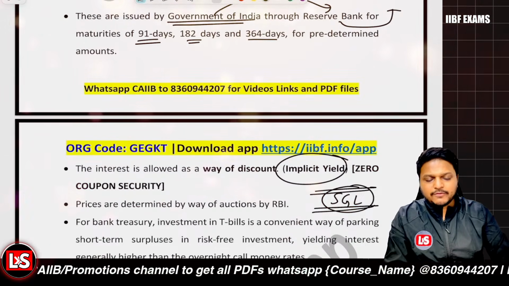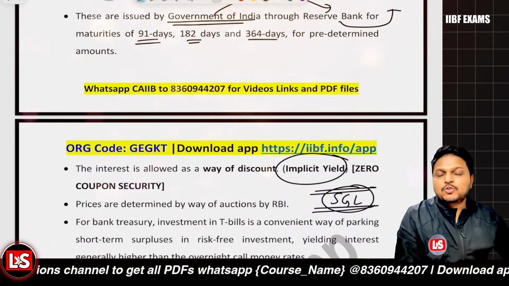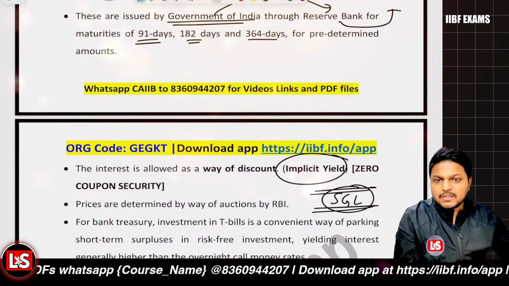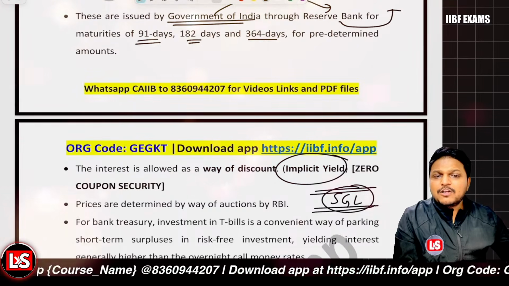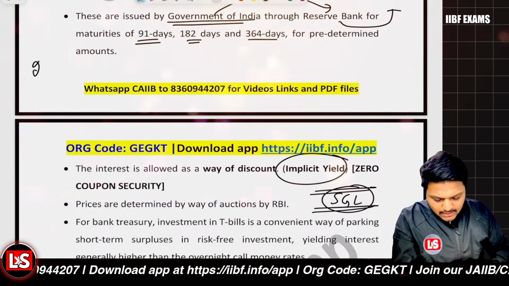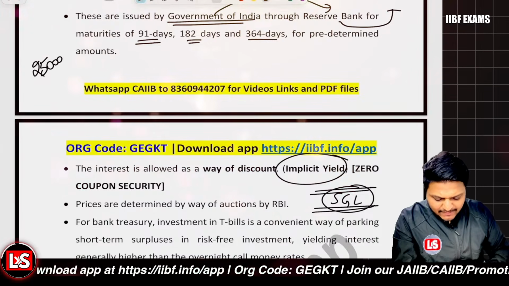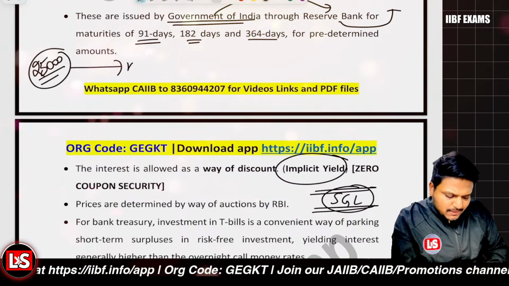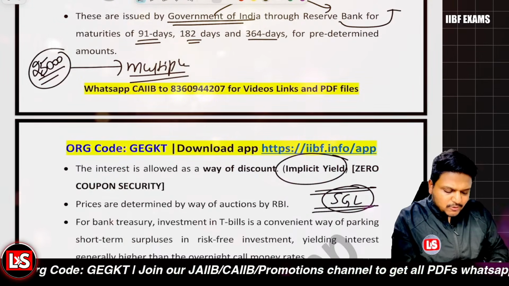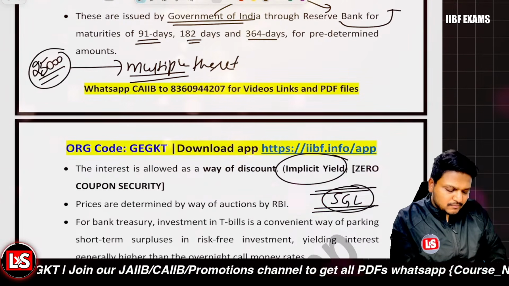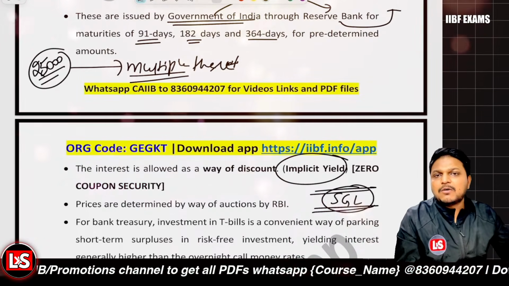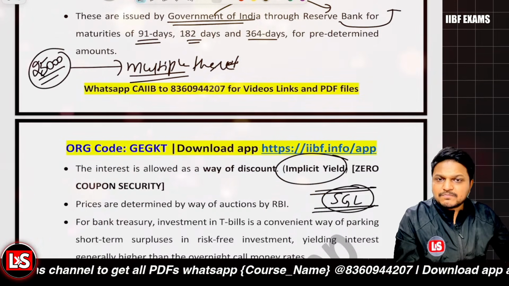What is the denomination of the treasury bills? Anyone? Do answer at the earliest, because these are the commonly asked questions. So, what is the denomination? It is 25,000 rupees. For the treasury bills, the minimum denomination is 25,000 rupees, and further multiples thereof like 50,000, 75,000, and so on. Getting it? So, it is about the treasury bills.